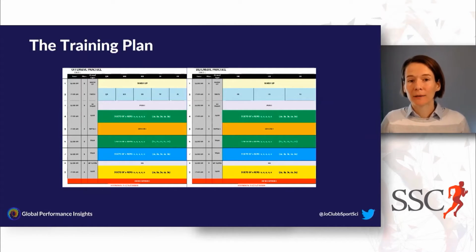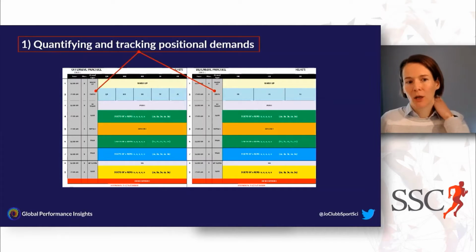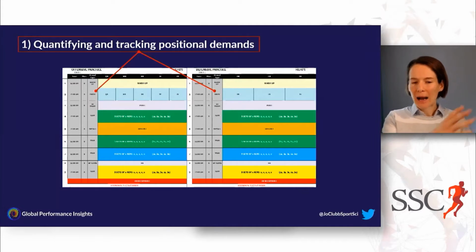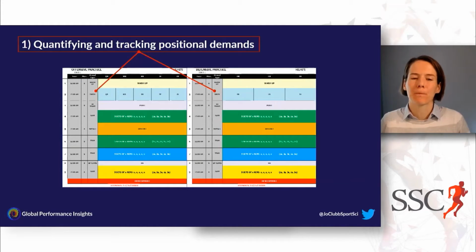And I'm going to pull out two specific challenges here. The first one being quantifying these positional demands that I've already alluded to, particularly here in this individual drill period where they split into their different positions, but also how we then track that over time.